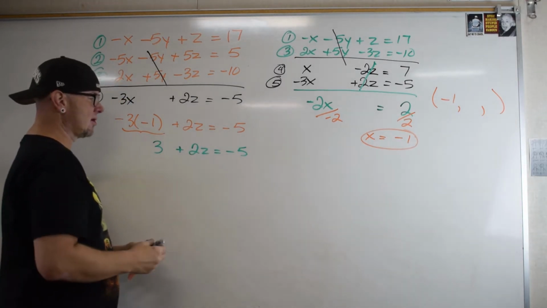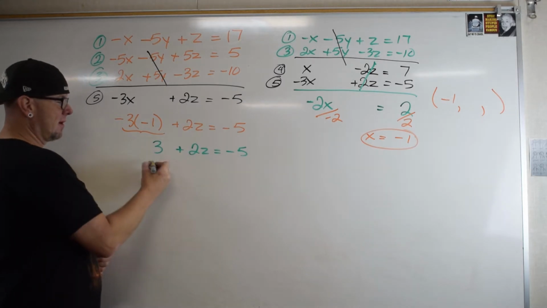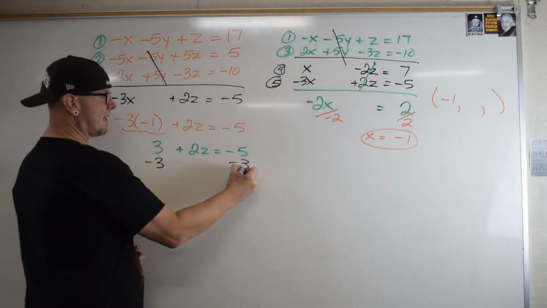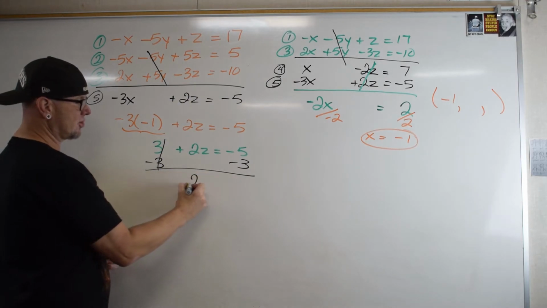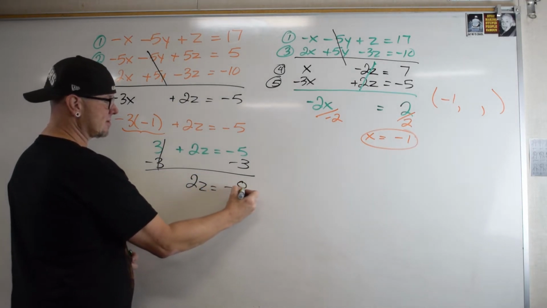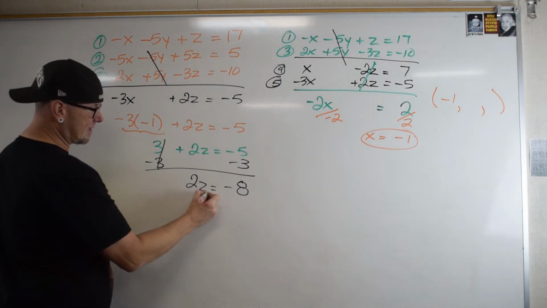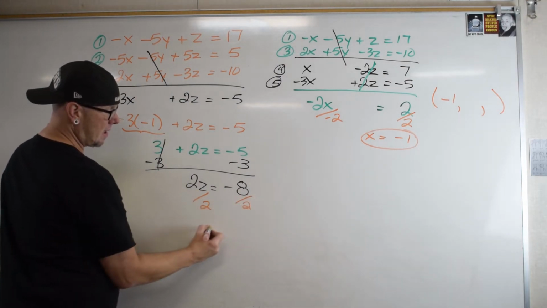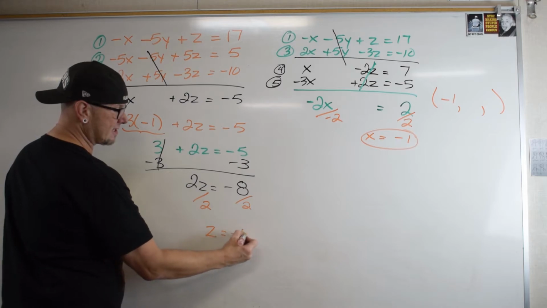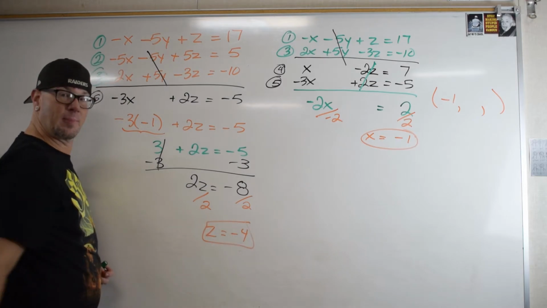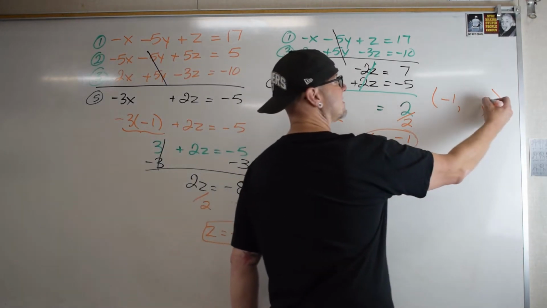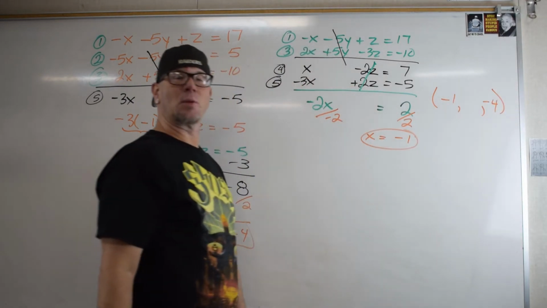To solve, we've got to move that 3 over, so I would subtract 3 from both sides. So 2z equals negative 8. And then divide both sides by 2, and you get your z coordinate, which is negative 4. So we know x, we know z. We need to find y.